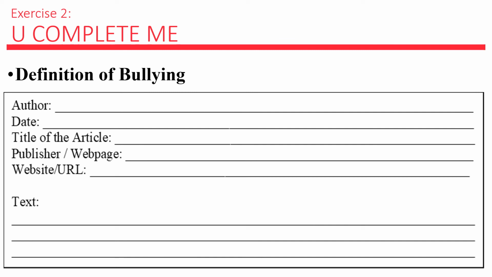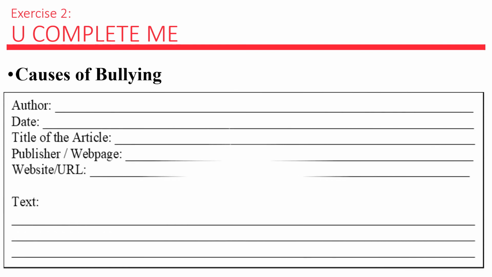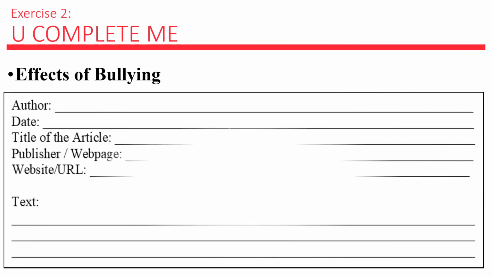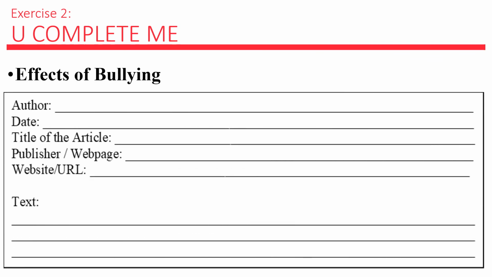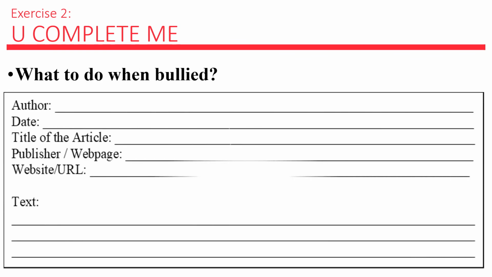First, on the subtopics, is the definition of bullying. Next, on the subtopics, is the causes of bullying. You may write as many information as you can. Another subtopic is the effects of bullying. To complete this activity, you have to search for information on what to do when bullied.